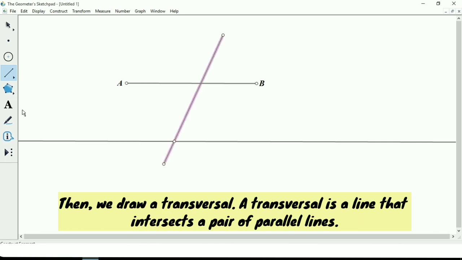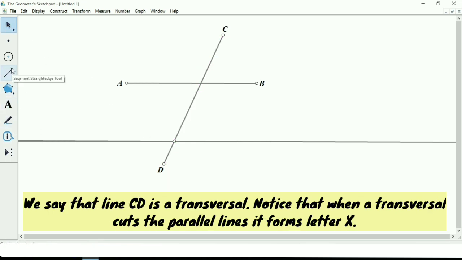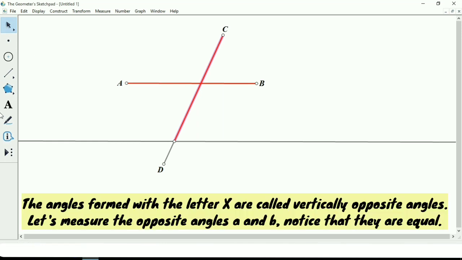Then we draw a transversal. A transversal is a line that intersects a pair of parallel lines. We say that line CD is a transversal. Now, notice that when the transversal cuts the parallel lines, it forms the letter X. The angles formed with the letter X are called vertically opposite angles.